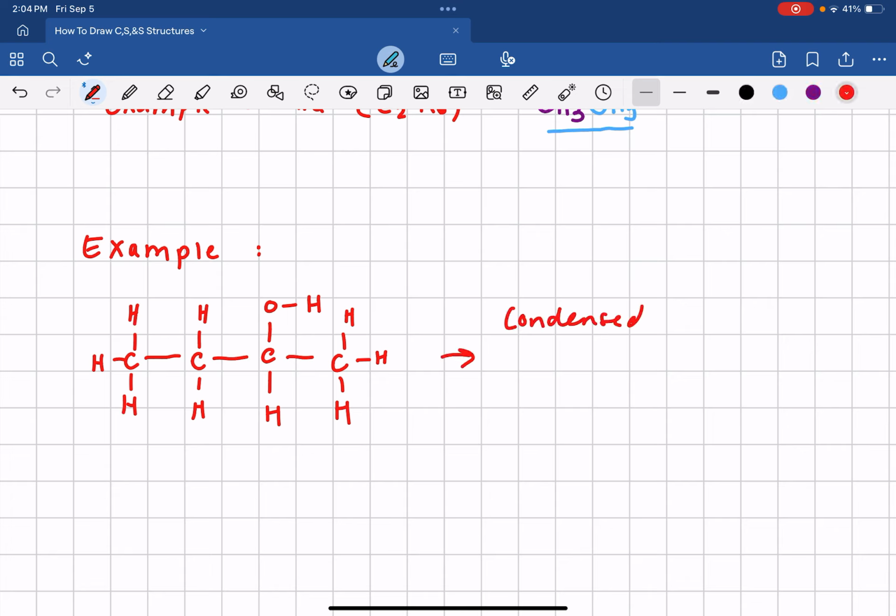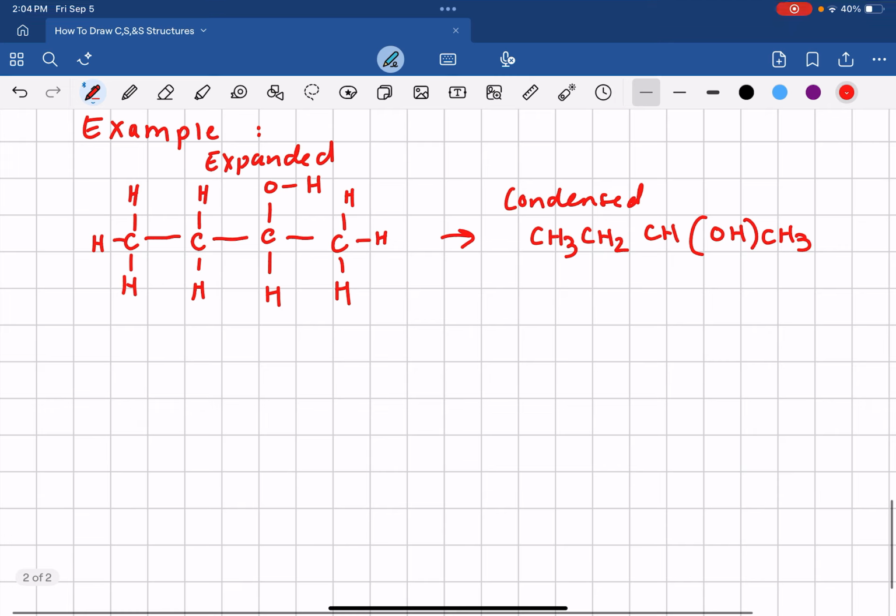So how will the condensed structure look? Because this was the expanded, it will look like this: CH3, CH2, CH, parentheses, OH, and lastly CH3.